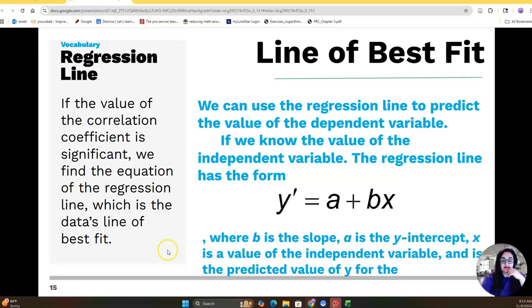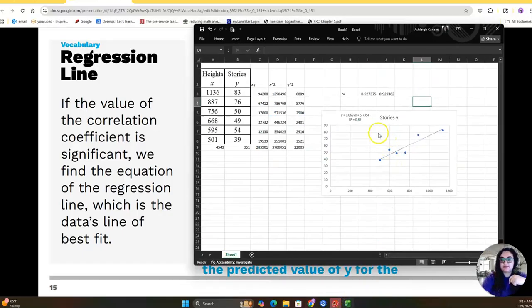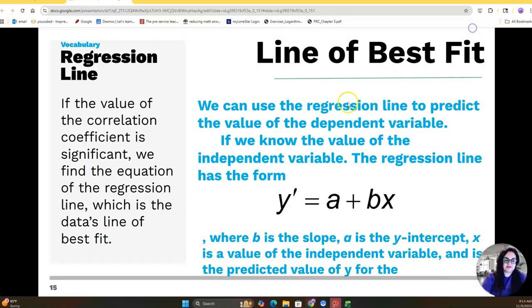Okay, now I kind of mentioned this. We can find a regression line that falls between our data points, and I showed you how to find that in Excel, but it is a linear equation. So in this example, this is the regression line. It's the equation of the line of best fit: y equals a plus bx, or y equals mx plus b, where b is the slope and a is the y-intercept.